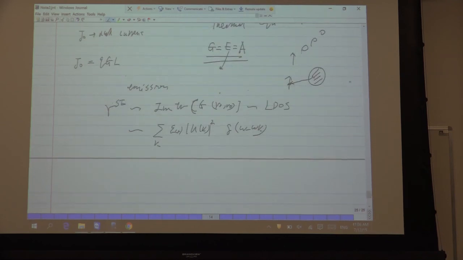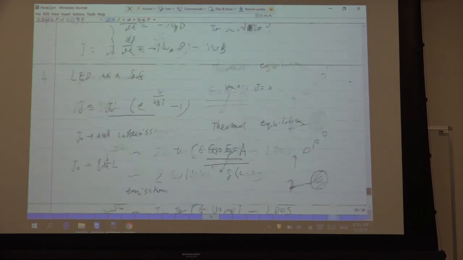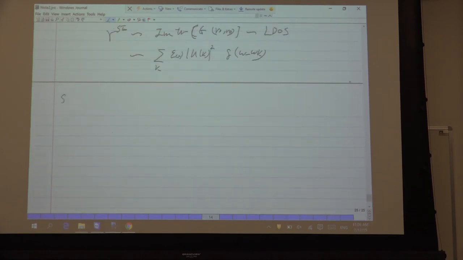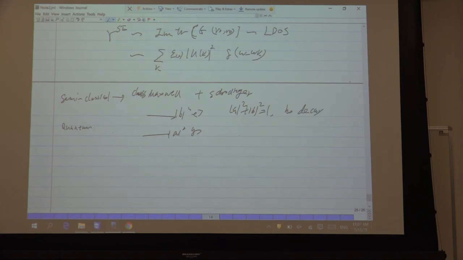Due to a vacuum fluctuation. So in this chapter, I talk about the semi-classical method and a fully quantum method. For the semi-classical method, we use the classical Maxwell equations, plus the Schrodinger equation for this two-level system. This is B, called the excited state. This is A, and B squared, A squared is the ground state. So A squared plus B squared equals 1 if there is no radiative decay and no other decay. If A squared plus B squared is smaller than 1, there is a decay channel.